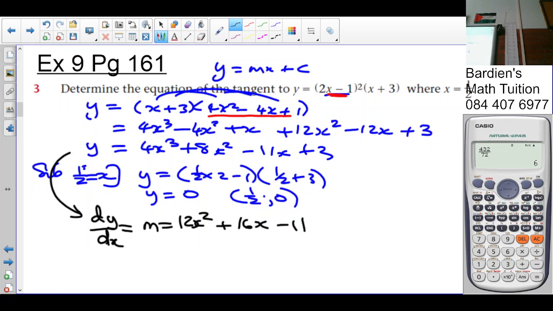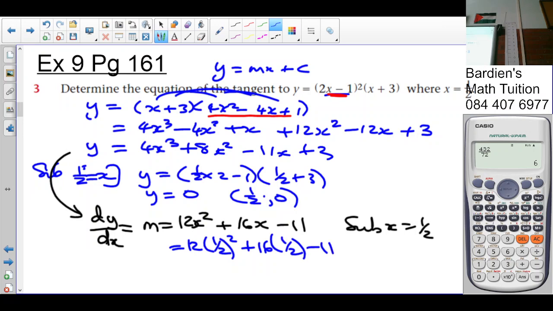So if I substitute x is equal to half in here, then I get the gradient at the half. So your gradient is simply going to be 12 times a half squared plus 16 times a half minus 11. 12 times a quarter is 3, plus 16 divided by 2 is 8, minus 11. This is also 0. Not so?